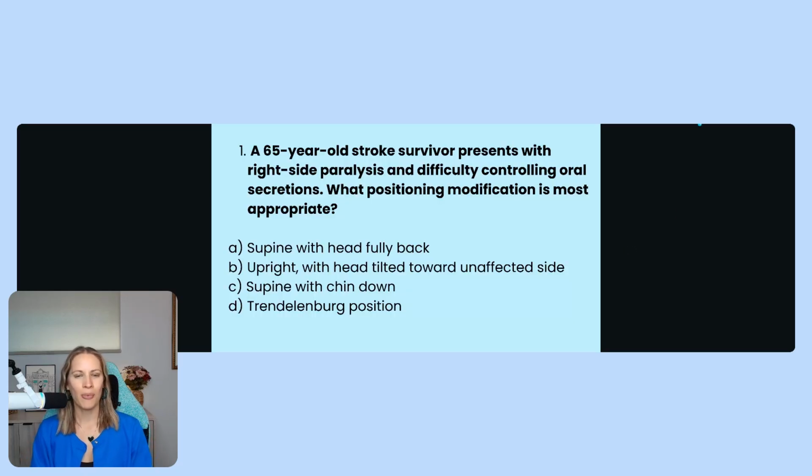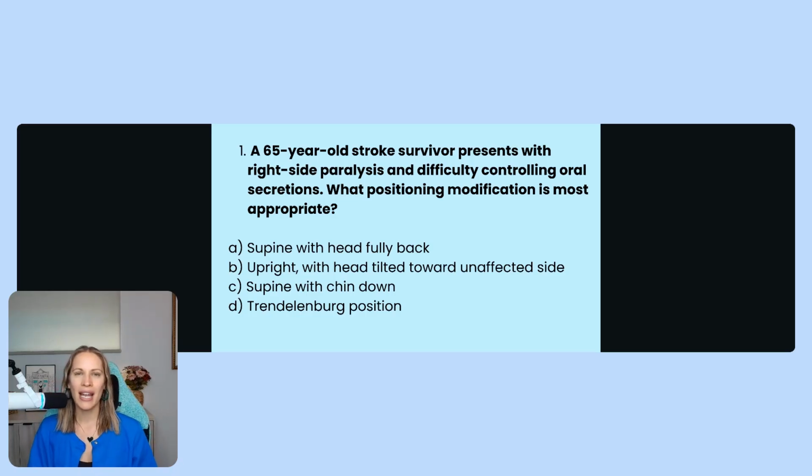So, question number one here: a 65-year-old stroke survivor presents with right side paralysis and difficulty controlling oral secretions. What positioning modification is most appropriate? Would you say A, B, C, or D? So again, feel free to pause the video because I'm going to go over the answer in a moment, but you might need some time to think without hearing me talk.